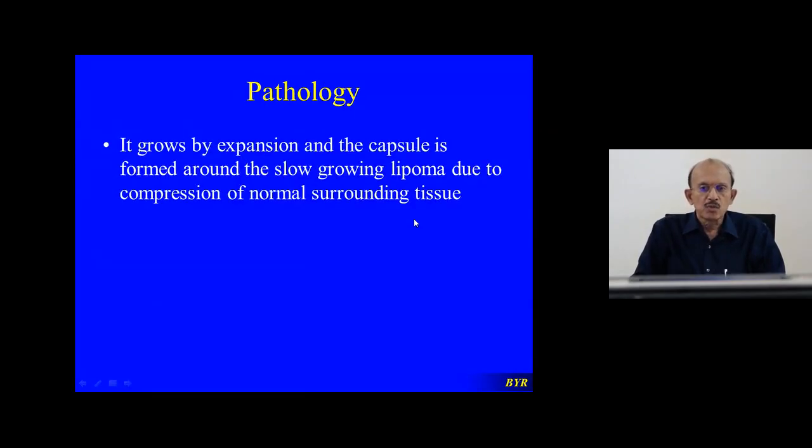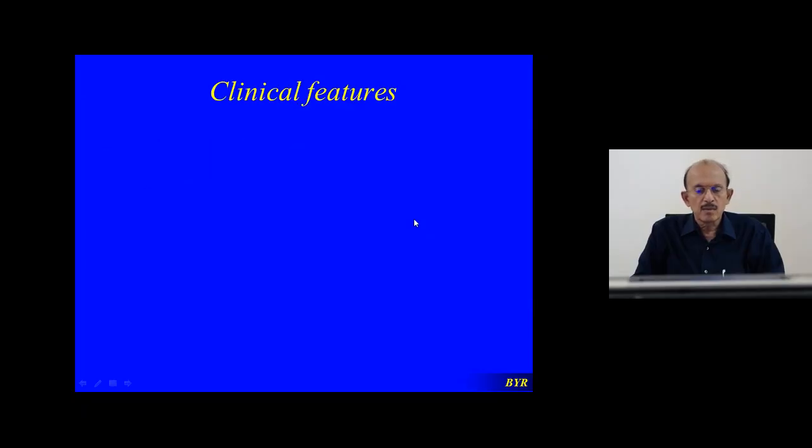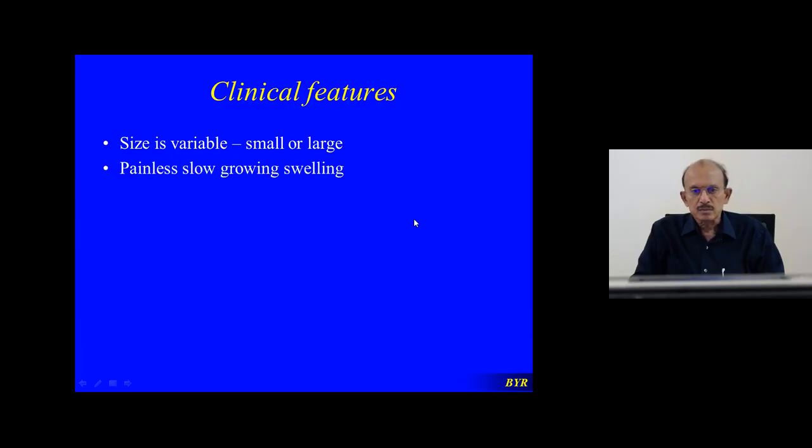The lipoma grows by expansion, and the capsule is formed around the slow growing lipoma due to compression of the normal surrounding tissue. It doesn't infiltrate and doesn't spread by lymphatics or blood spread. Size is variable. It may be a very small lesion of 2 centimeters or 0.5 centimeters in diameter, or it may be a very huge mass, a painless, slow growing swelling.